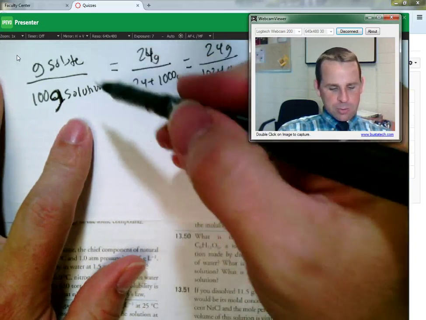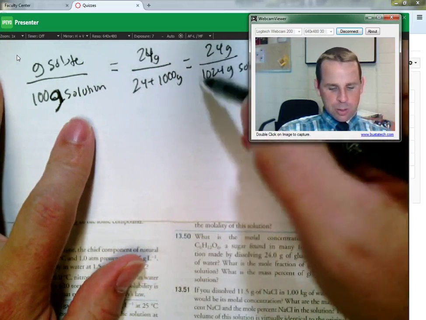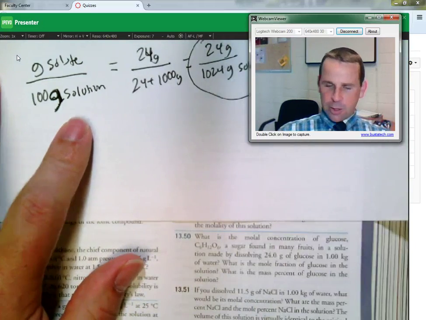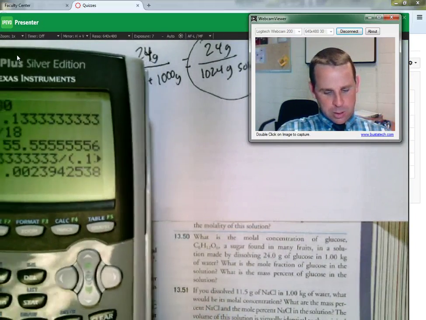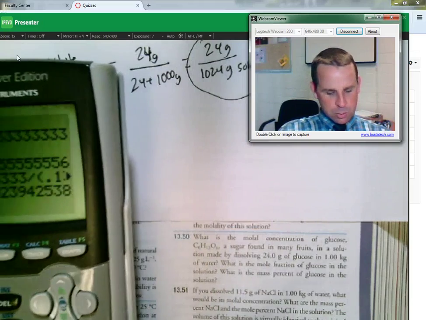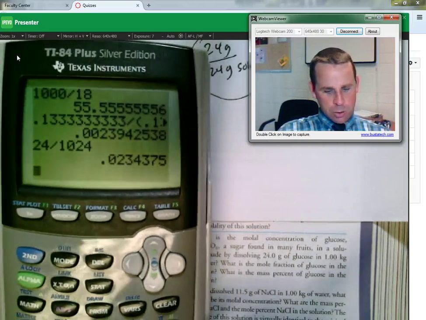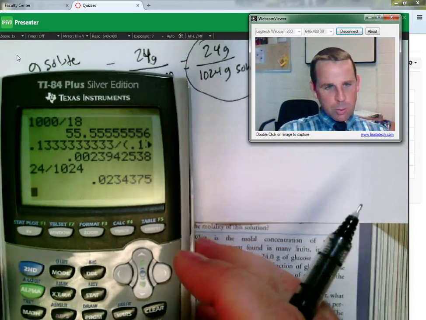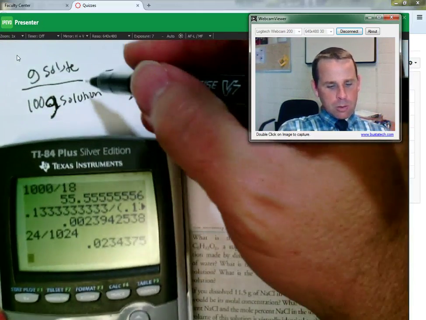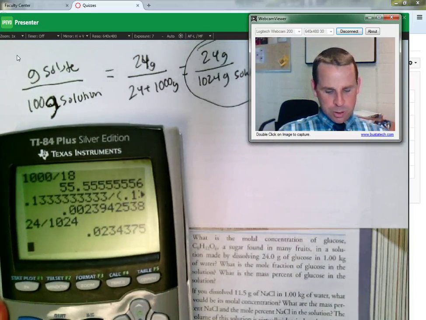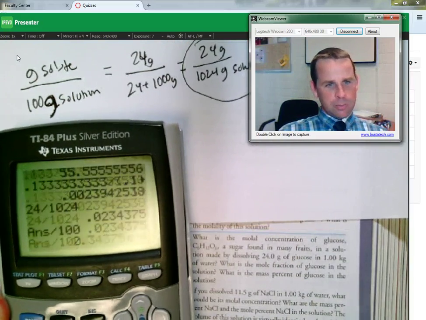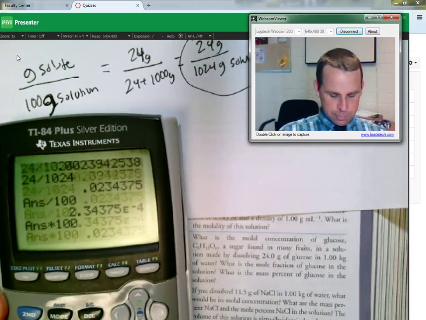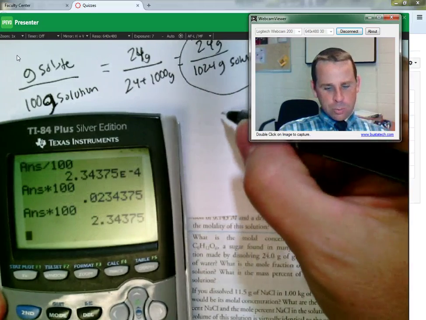This would be now grams of solute, not for every 100 grams of solution, but for every 1,024 grams of solution. So if we found out this value, we would say 24 divided by 1,024, and that's how many grams there are for every single gram of solution. But we want to know how many grams there are for every 100 grams of solution. That's what percentage means. So I have to just multiply this by 100. Whoops, I divided it by 100. So I see that it's 2.34%.